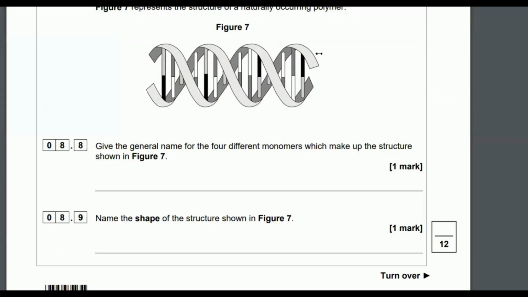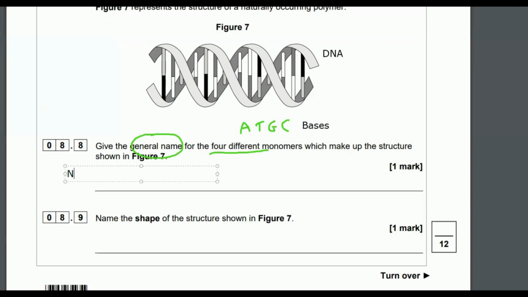Okay, figure 7 represents the structure of a naturally occurring polymer. Hopefully you know the name of this polymer. This is DNA, deoxyribonucleic acid. Give the general name of the 4 different monomers that make up the structure shown.